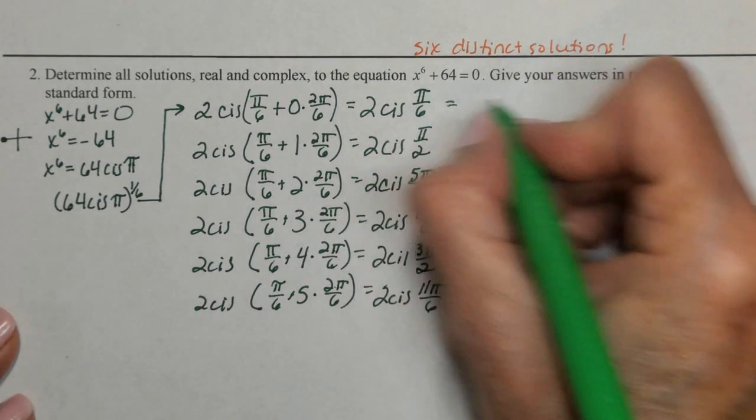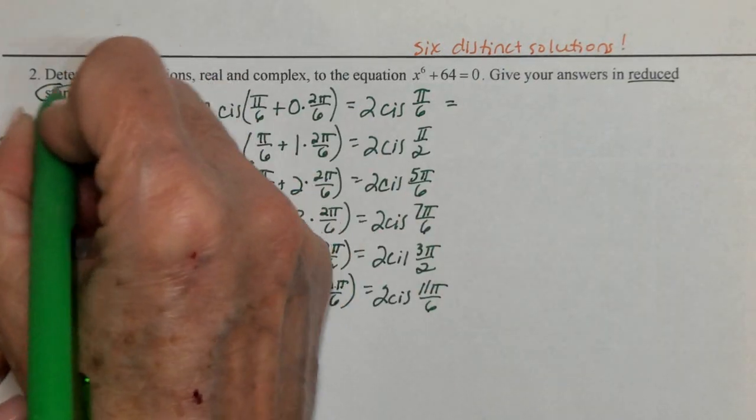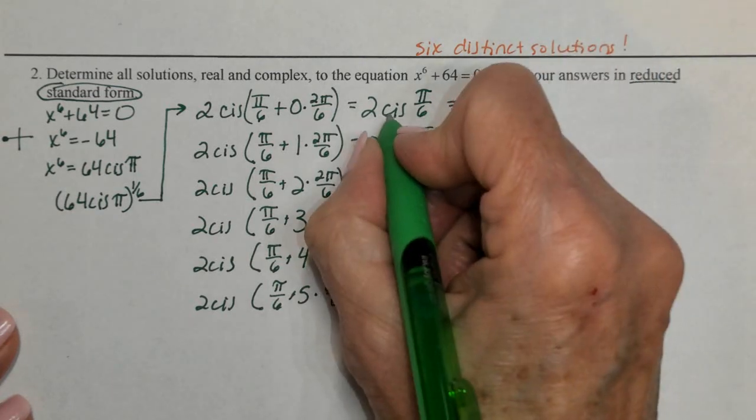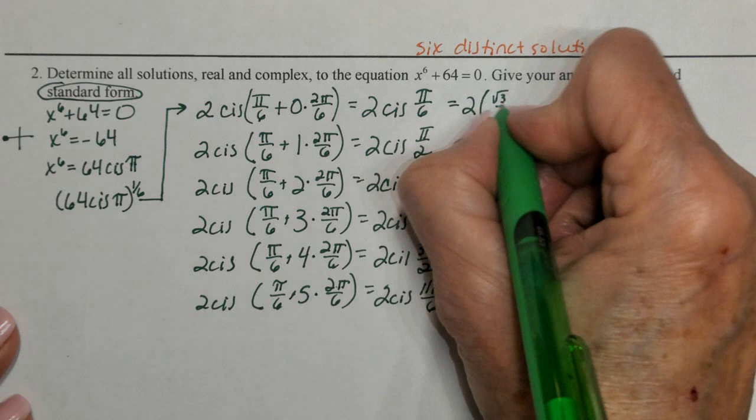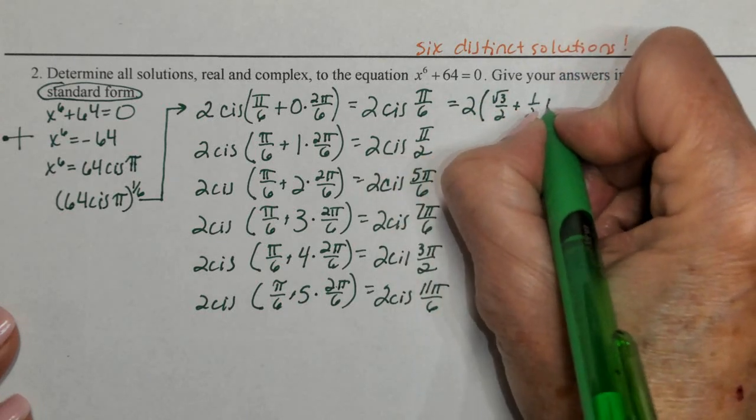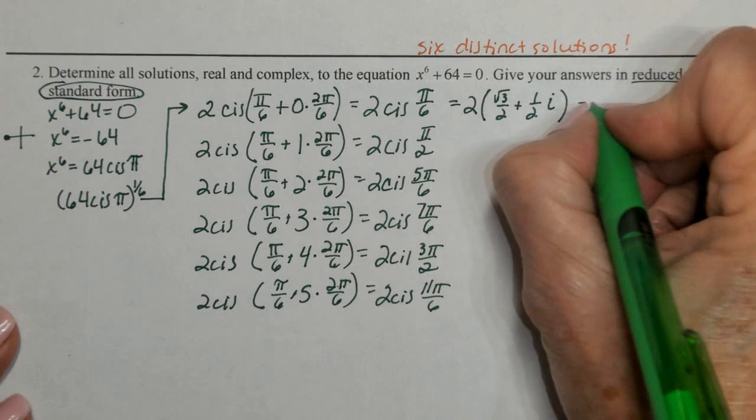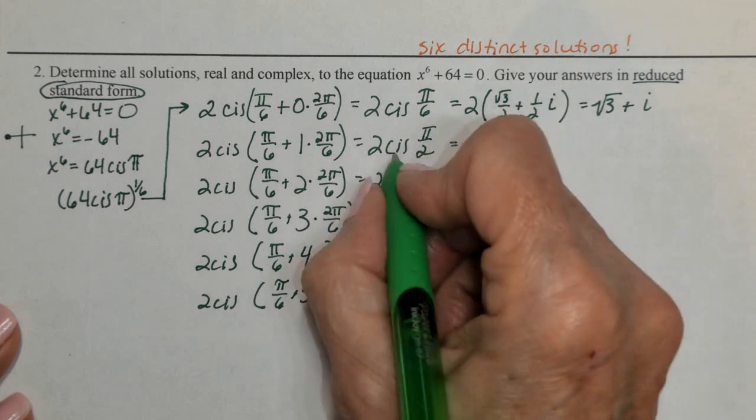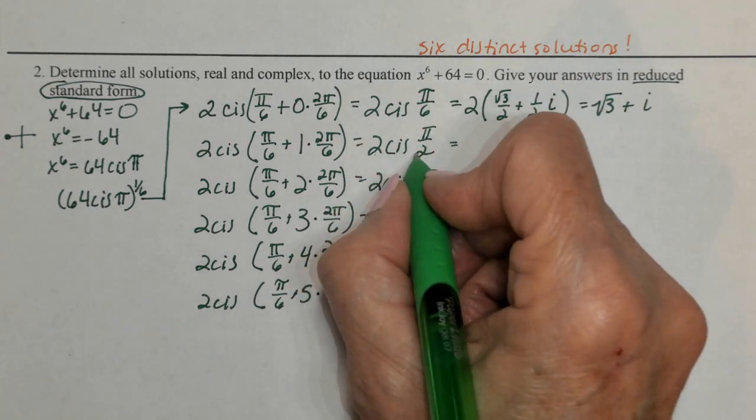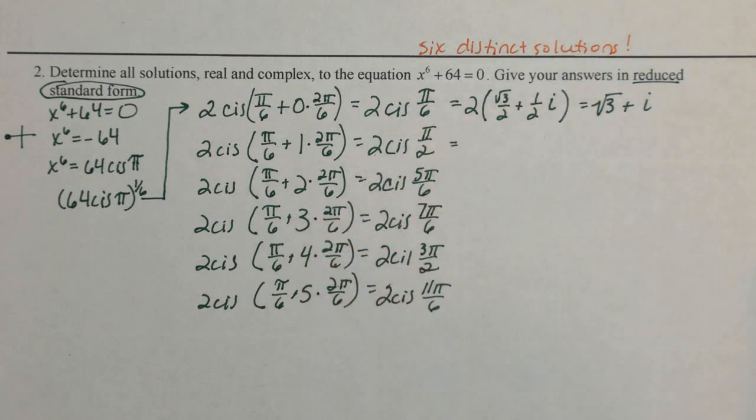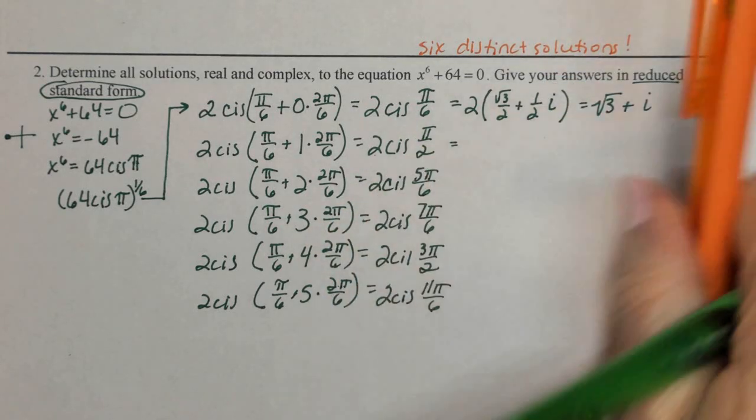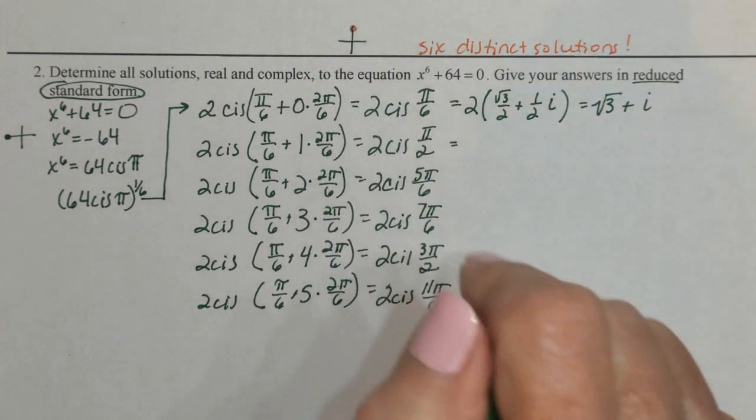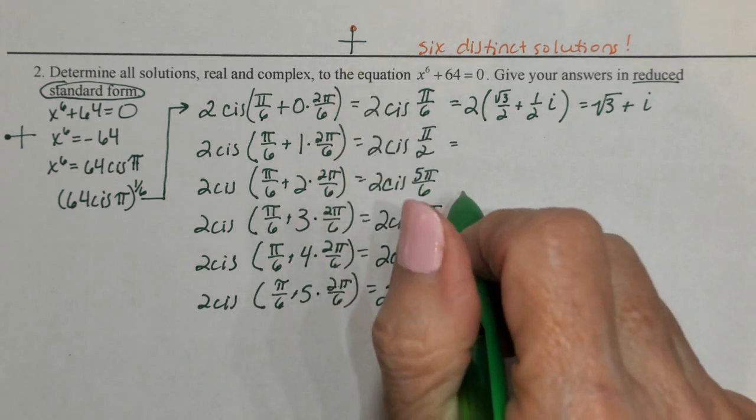So now we need to write it in reduced standard form, so a plus bi form. So we'll have 2 times cosine of pi over 6 is square root 3 over 2. Sine of pi over 6 is a half. That's going to give me just square root of 3 plus i, right? 2 cis pi over 2. Well, I could think of that as cis pi over 2. If I think of that on a graph, cis pi over 2 is up here. That's just 2i, right? That is just 2i.